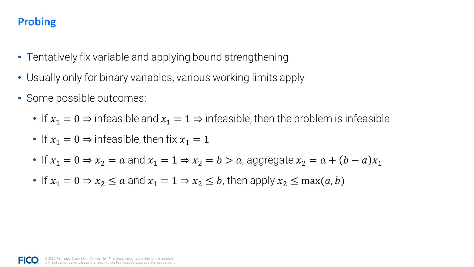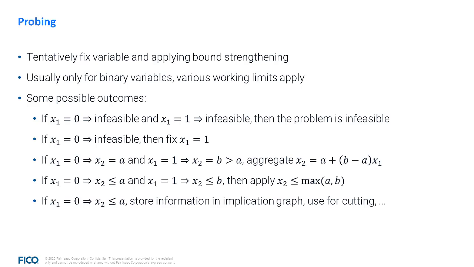Now assume that the two probing directions imply bounds on the same variable and not fixings. We can use the weaker one as a new bound for the common variable. And finally, the most common case is that we detect single direction deductions and store those in an implication graph, which we later use for cutting or branching.